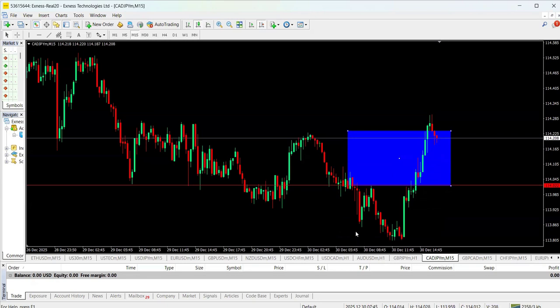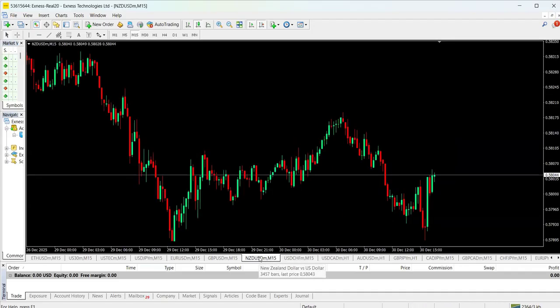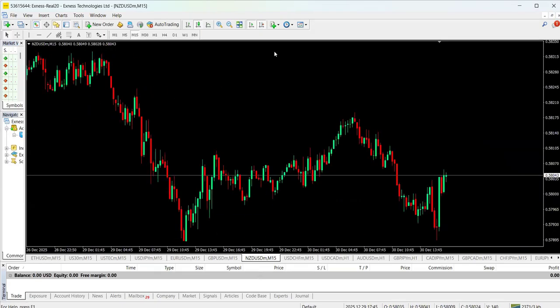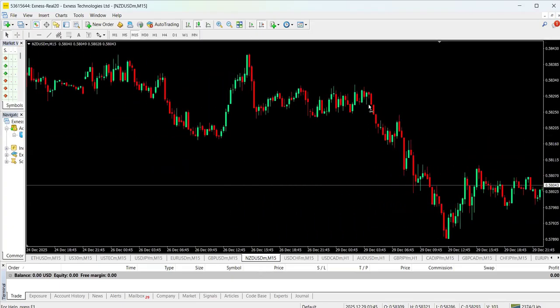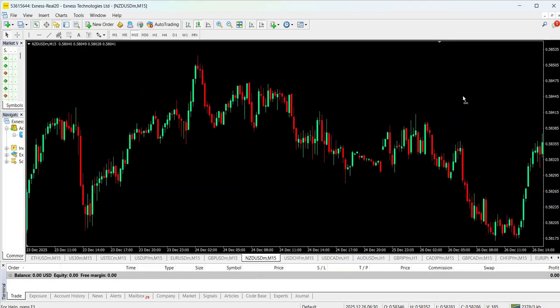All right. Now let's take a look at another pair. Let's look at NZD USD and see what's going on in the market. Okay. So if you look at this, let's look at what happened earlier, and then we can look at what is happening at this moment. Let's see if we can capture a move.